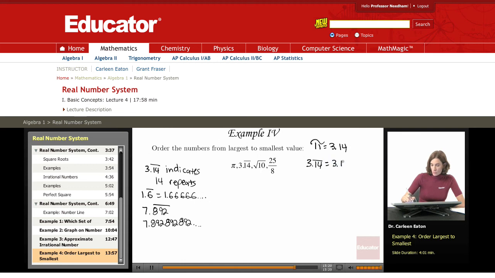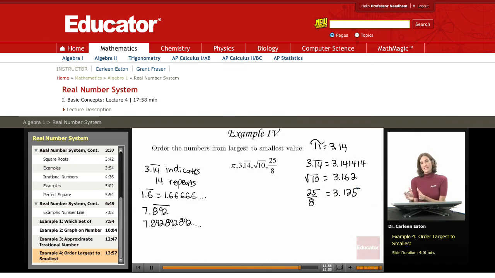So I'll write it out, 3.141414, and that should be far enough for now. Okay, so I have 3.14 with the 1.4 going on and repeating, and I have the square root of 10. So I'm going to approximate that using a rational number as 3.162. And then I have 25 over 8. If you figure this out, it comes out to 3.125 in decimal form. So I have all of these in decimal form, and when they're all in the same form, I can compare them.